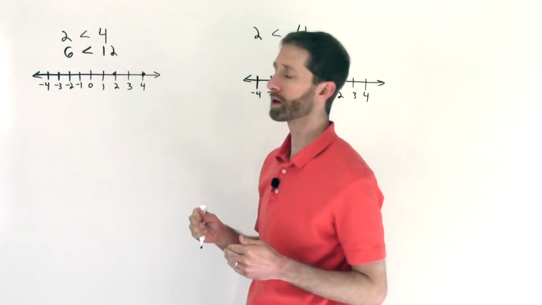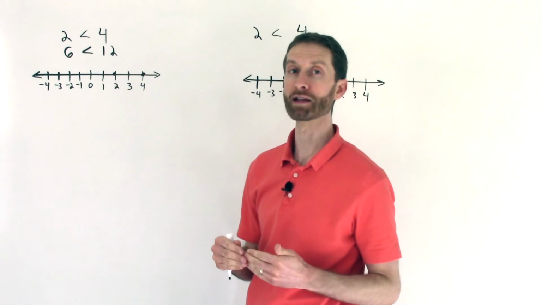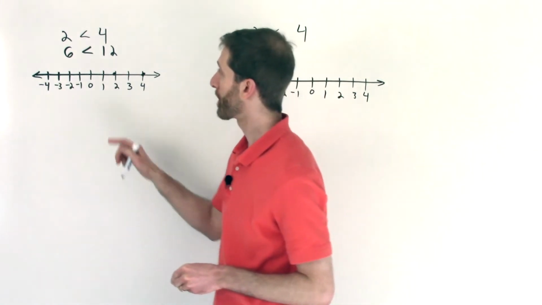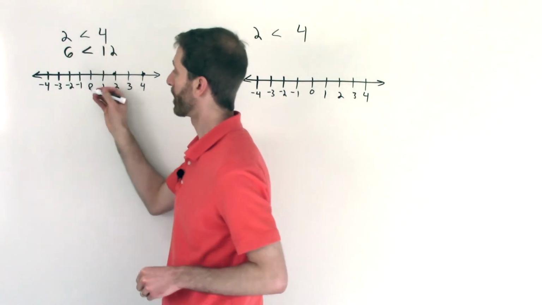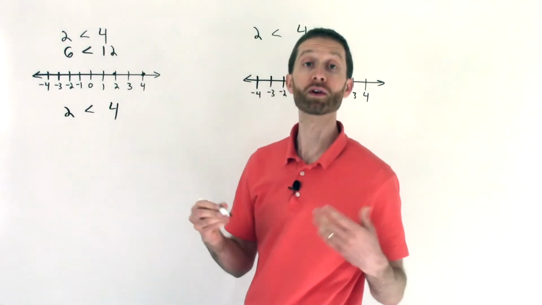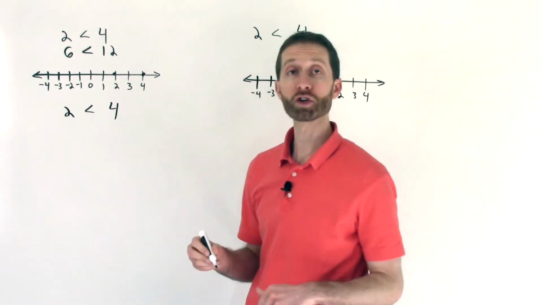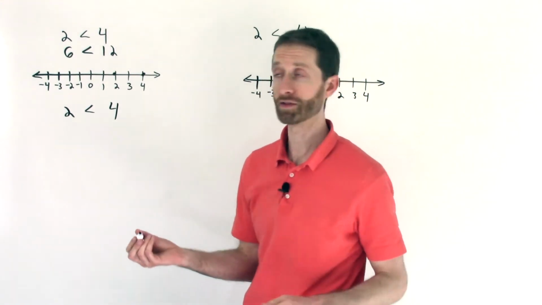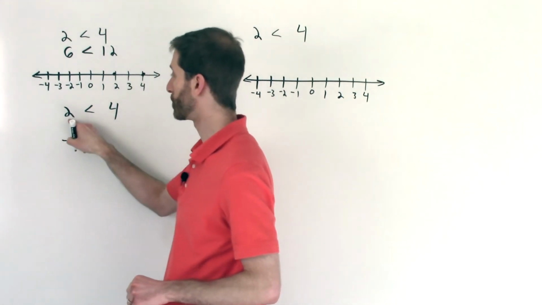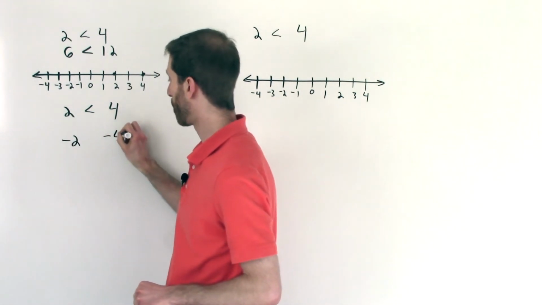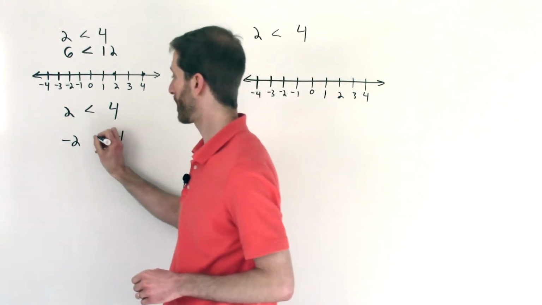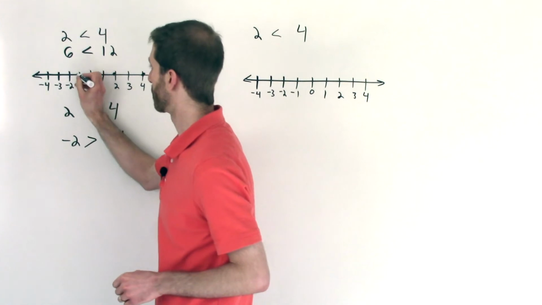So now the question becomes, what happens if I multiply or divide both sides by a negative number? Let's start with 2 is less than 4, and multiply by a very simple number, -1. We could also divide by -1, and it would give us the same result. If I multiply both sides by -1, I get -2 and -4. Now -2 is not less than -4, right? -2 is more than -4.